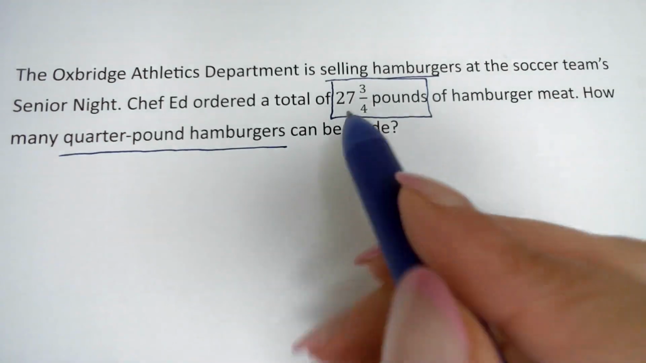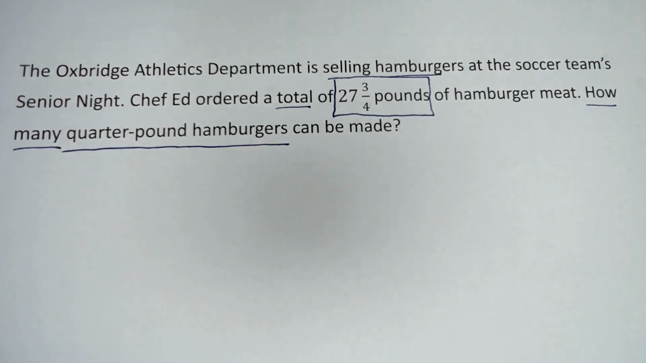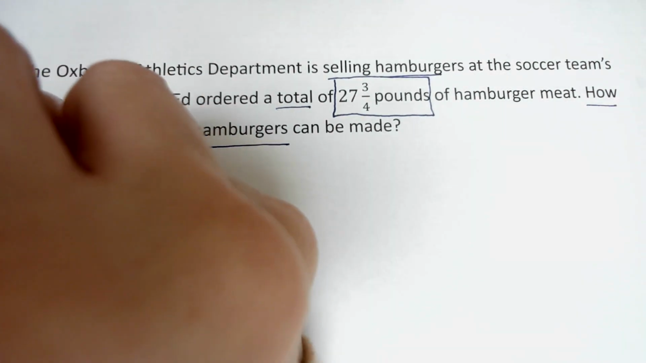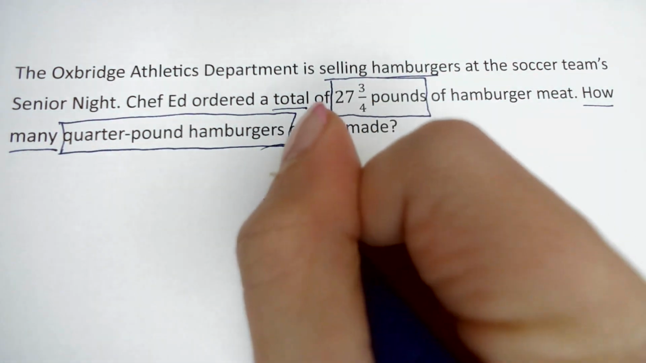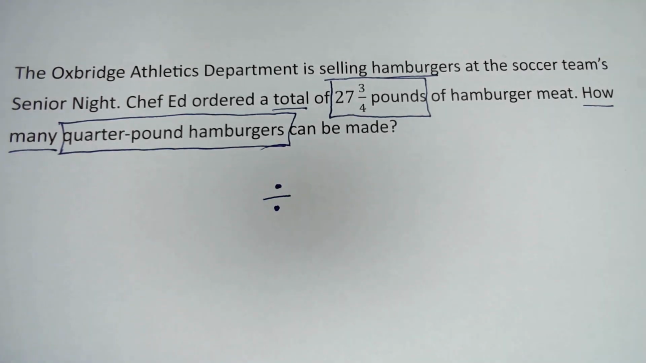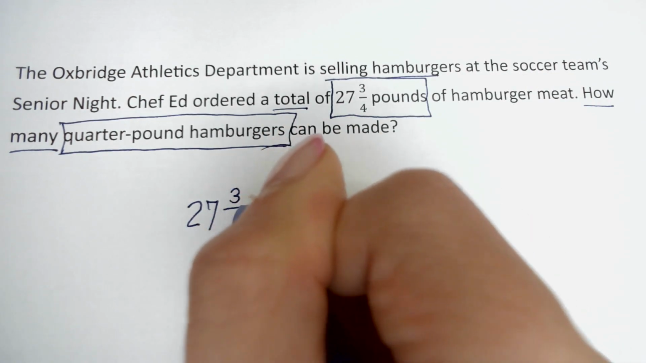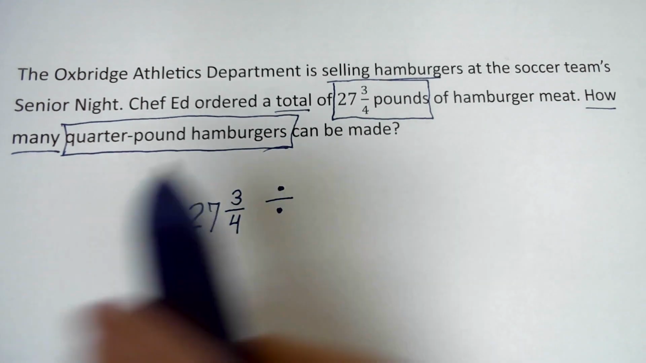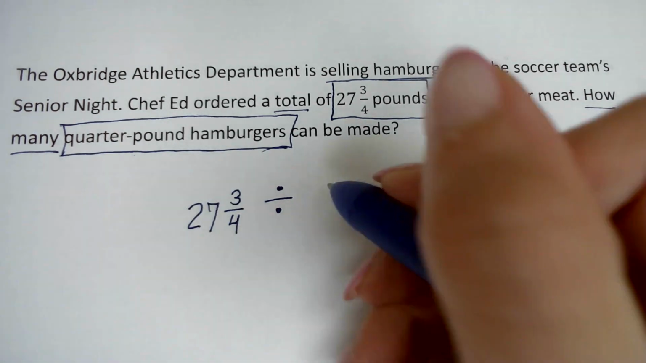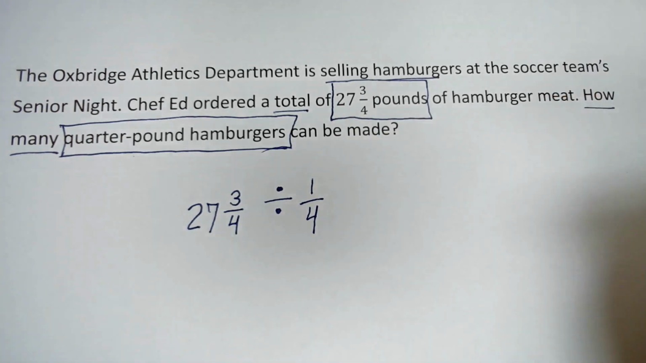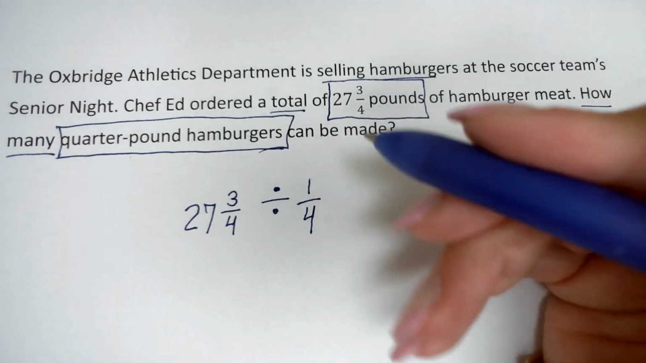Well, if we're taking a total amount and trying to find out how many of something we can make out of it, how many quarter-pound hamburgers can we make out of it, we need to divide. And we're going to divide the amount of meat that we have in the refrigerator, 27 3/4, divided by the amount of meat in a hamburger. Now, each hamburger is a quarter pound. A quarter pound is 1/4. So we've set up our equation. Now we have to solve it.